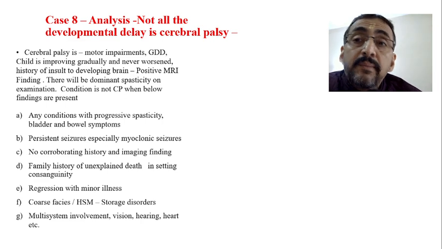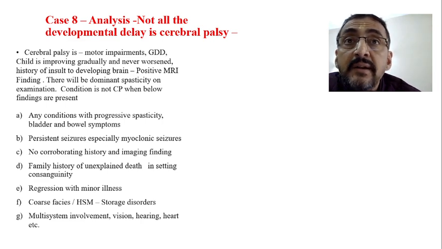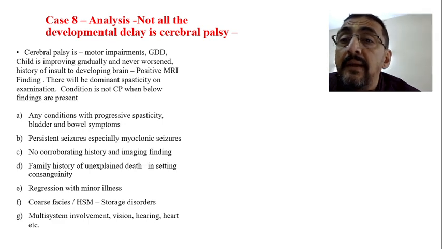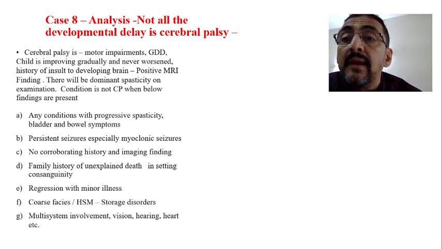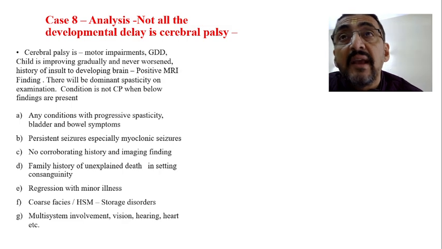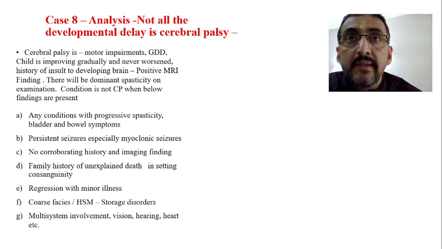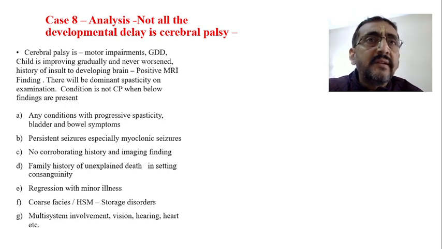Now, cerebral palsy is motor impairment with global developmental delay. The child is improving gradually and never worsens. A history of insult to the developing brain will be there. Positive MRI findings will be there. And there will be dominant spasticity on examination. The condition is not CP when the below findings are present. So these are the basic nature of CP.